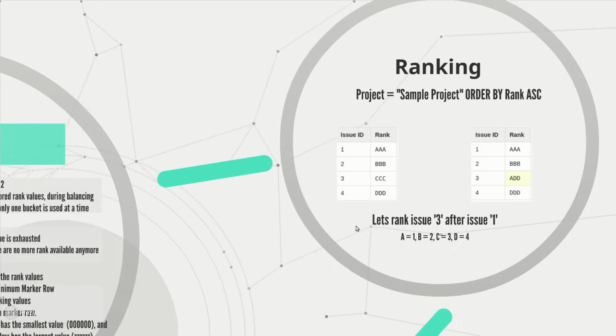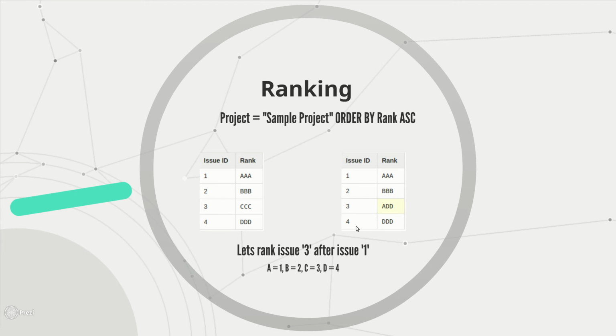So let's take a look at the most basic ranking. How do you do ranking? For example, we have these tables. We have 4 issues, and all of them have these ranking values accordingly: AAA, BBB, CCC, and DDD. Let's say you want to rank issue 3 after issue 1. You want to move issue 3 to after issue 1. So the ranking will change here, because it will have AAA and then ADD and then BBB, DDD.